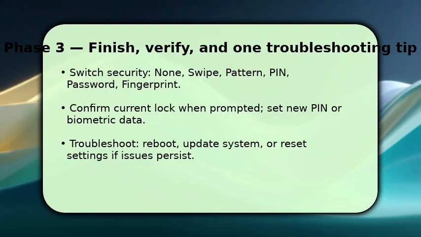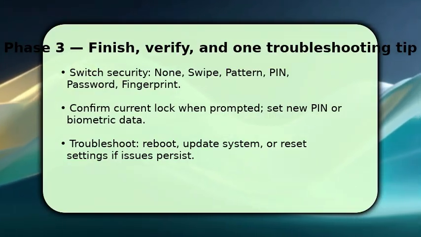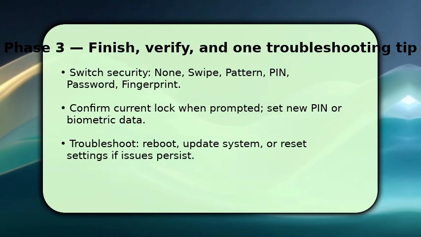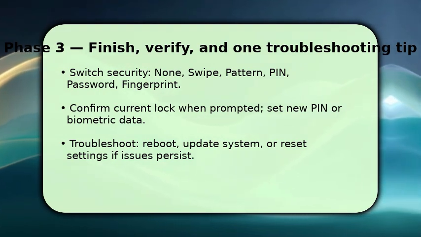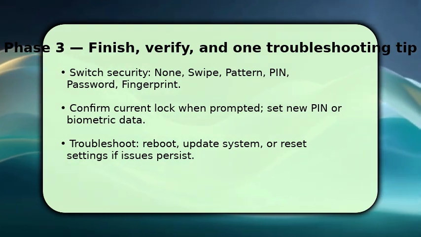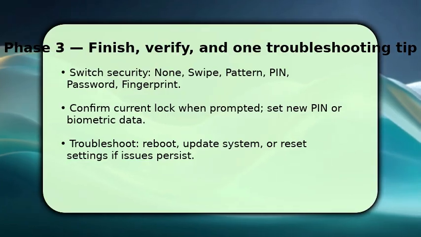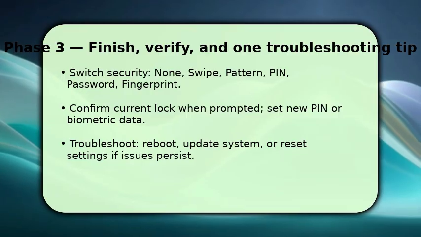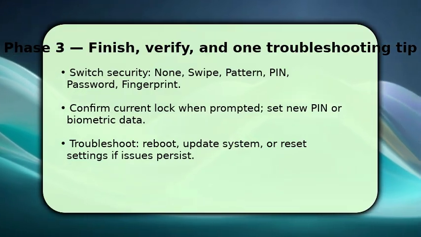Now update the security method if you want stronger protection. Tap Screen Lock Type and pick None, swipe, pattern, PIN, password, or enable fingerprint. You'll be prompted to confirm your existing lock. Once confirmed, enter a new PIN or draw a pattern and enroll fingerprints if chosen. After saving, test by locking and waking the device.